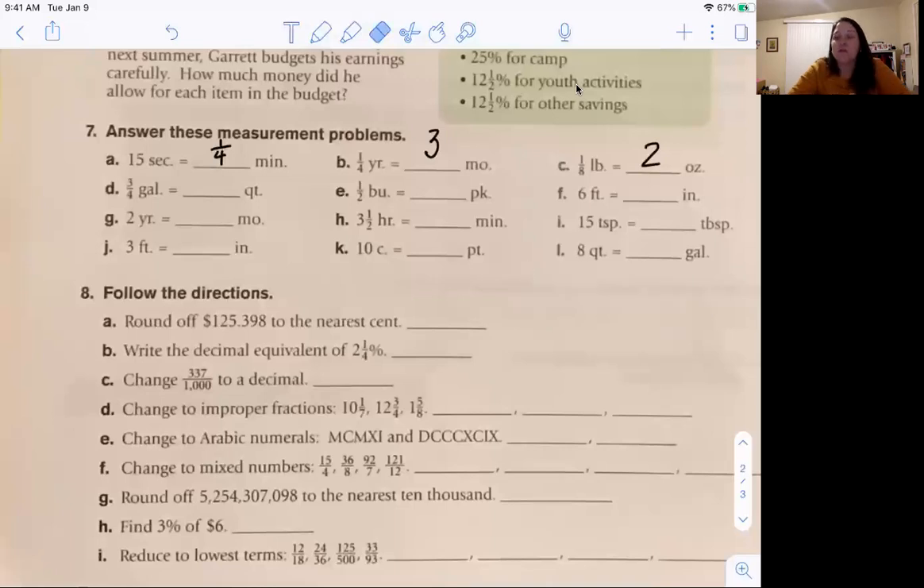If you're confused with this, go back and listen to the reasoning. Sometimes we get stuck in, wait, that's not a whole measurement, or wait, that's not what I learned. But we have to take what we know and apply it to these problems.